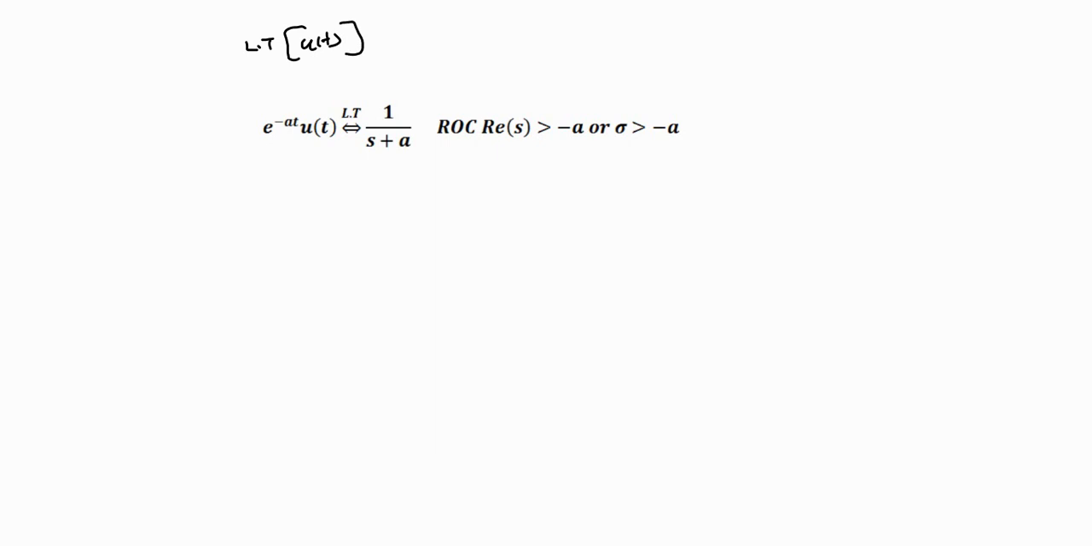We know the result of e raised to minus at into U of t. Here if you substitute this a equal to 0, so when a is equal to 0, the result becomes U of t is 1 by s, and the ROC becomes real part of s greater than 0, or we can write sigma greater than 0. Okay, in this way also we can approach.